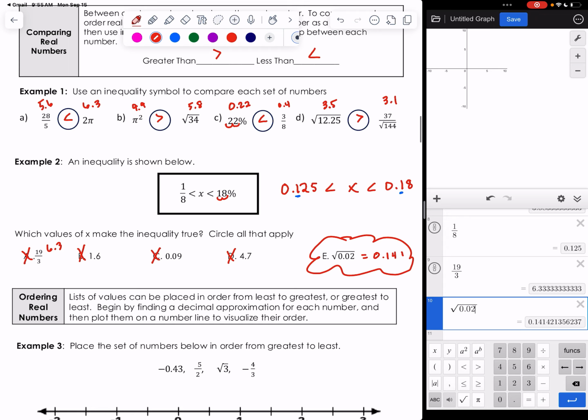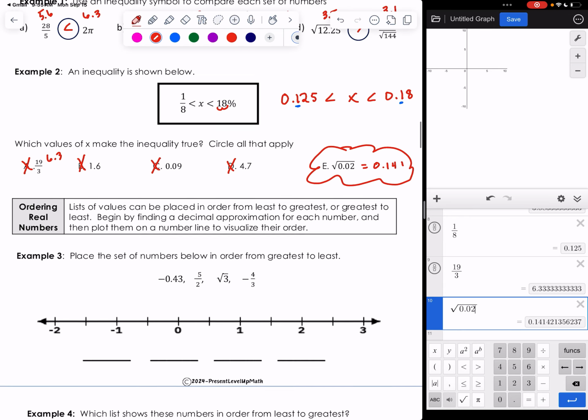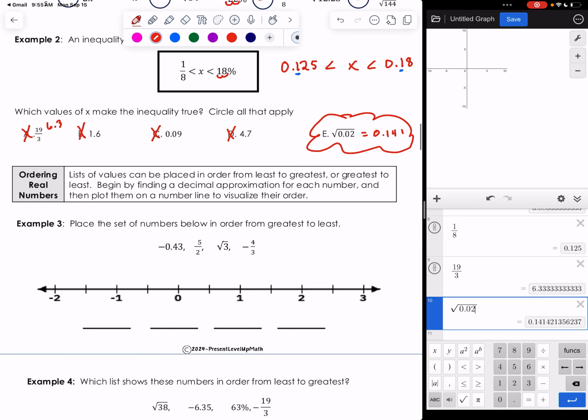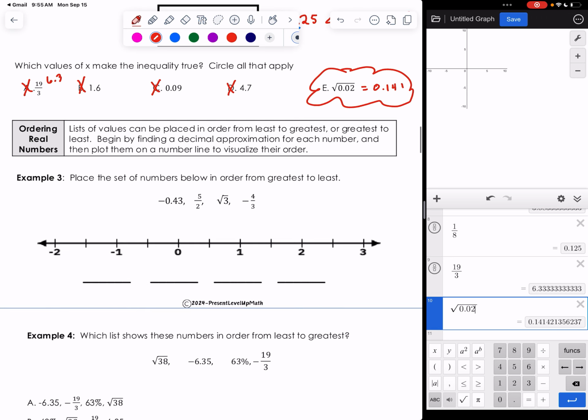Now, when we're ordering real numbers, we can put them in order from either least to greatest or greatest to least. So we begin by finding a decimal approximation for each number, and then we plot them on a number line to visualize their order. So look at example 3.